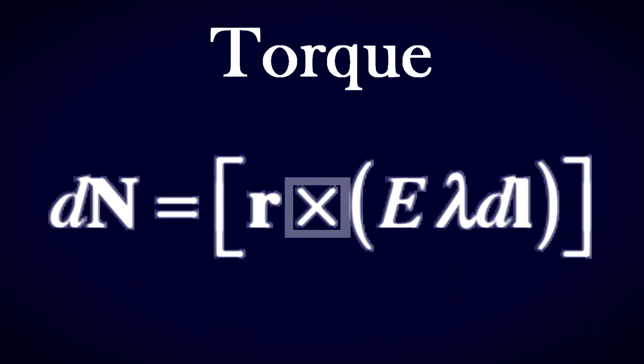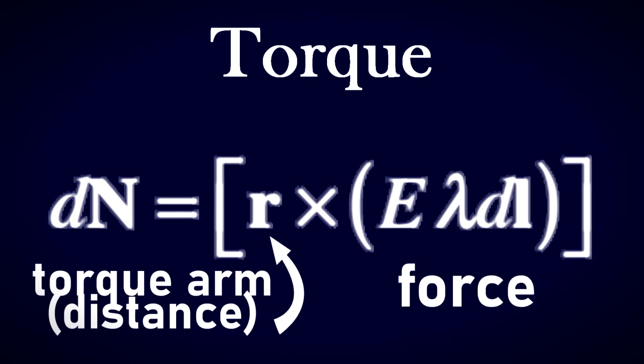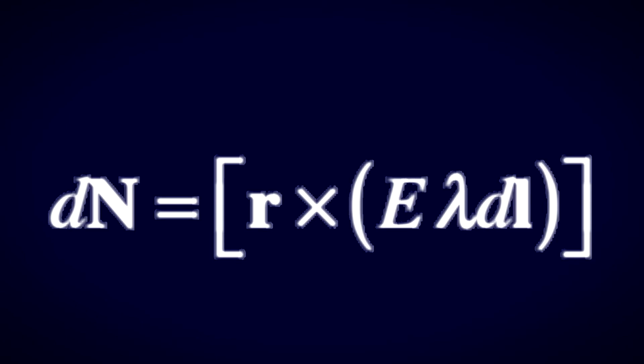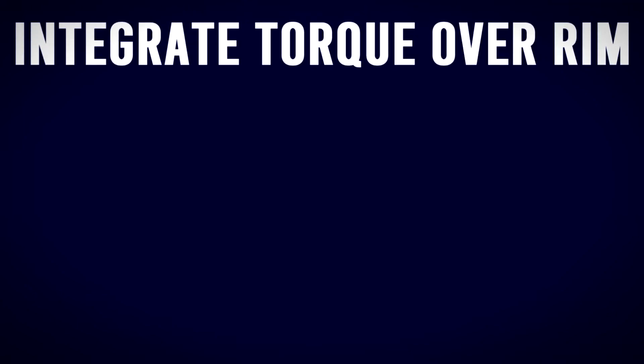Next, we're going to consider torque, which is the rotational kinematics equivalent of force, and is defined as the cross product between the torque arm and force. In this equation, r represents the radius or torque arm, and Eλ dl represents the force exerted on the charges on the rim. Next, we're going to integrate the torque over the rim.